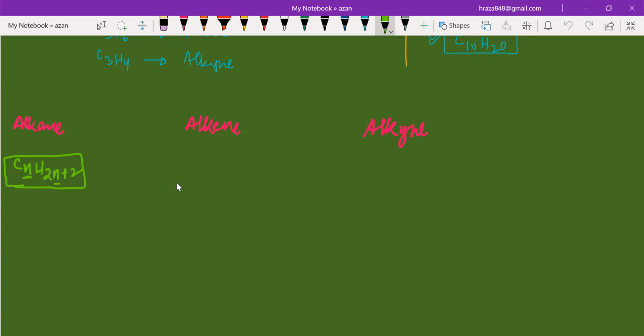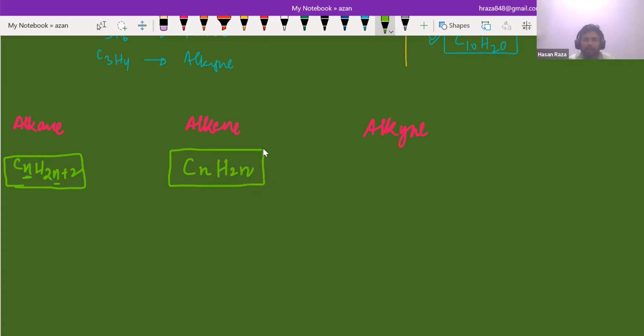Now, if you are going for alkene, CnH2n, it's so simple. Whatever is the number of carbon, the number of hydrogen will be just double the number of carbon. If carbon is 10, the number of hydrogen will be 20. Got it? Yes, sir. And what is the general formula of alkyne? CnH2n-2. Whatever is the number of carbon, the number of hydrogen will be double minus 2. Let's say if you have 10 carbons, C10, then the number of hydrogen will be 10 into 2 minus 2, 20 minus 2, 18. The number of hydrogen will be 18.